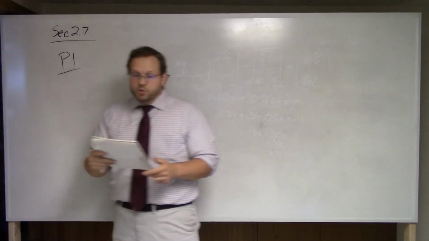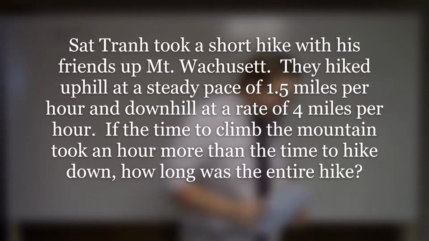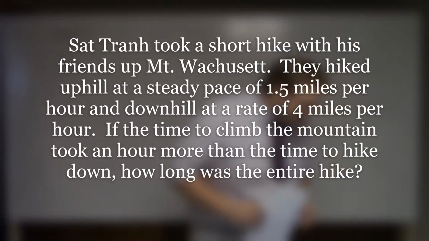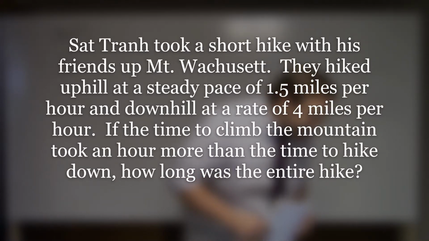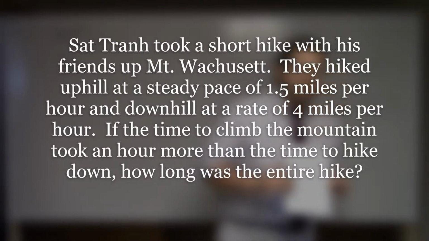It can be found on page 141, and it reads: Satron took a short hike with his friends up Mount Wachusett. They hiked uphill at a steady pace of 1.5 miles per hour and downhill at a rate of 4 miles per hour. If the time to climb the mountain took an hour more than the time to hike down, how long was the entire hike?